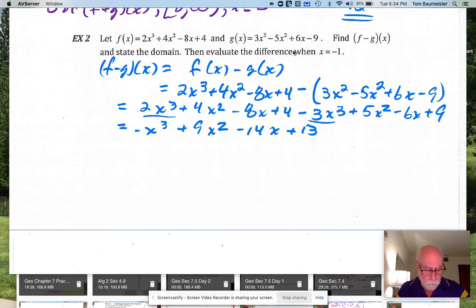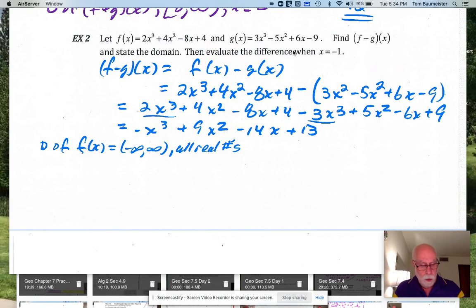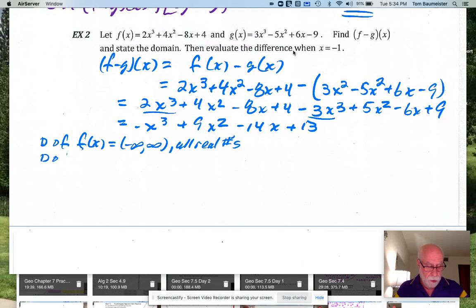Okay. So the domain of f of x is equal to negative infinity to positive infinity, or all real numbers. The domain of g of x is the same, so it's negative infinity to positive infinity, or again, all real numbers.